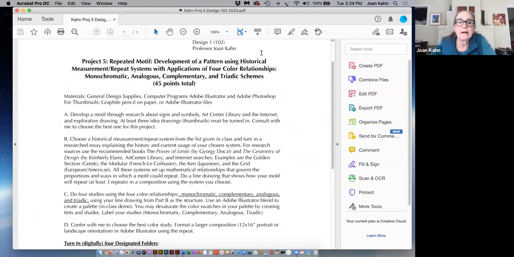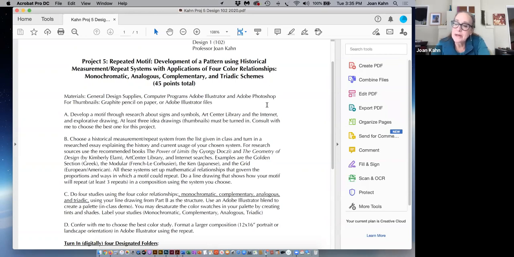So develop a motif through research about signs and symbols, art center library, and the internet, and explorative drawing. At least 3 idea drawings, thumbnails, must be turned in. Consult with me to choose the best one for this project. So I want you to research some decorative motif that was used in a human culture, artistically, and also in a utilitarian way on different objects that were used by that culture.